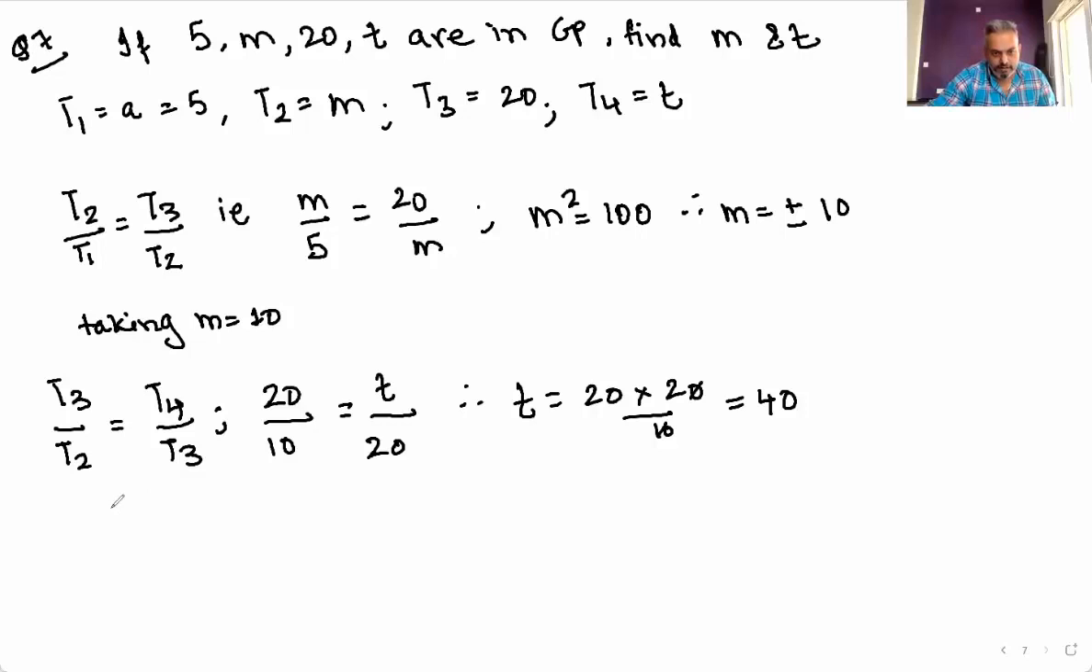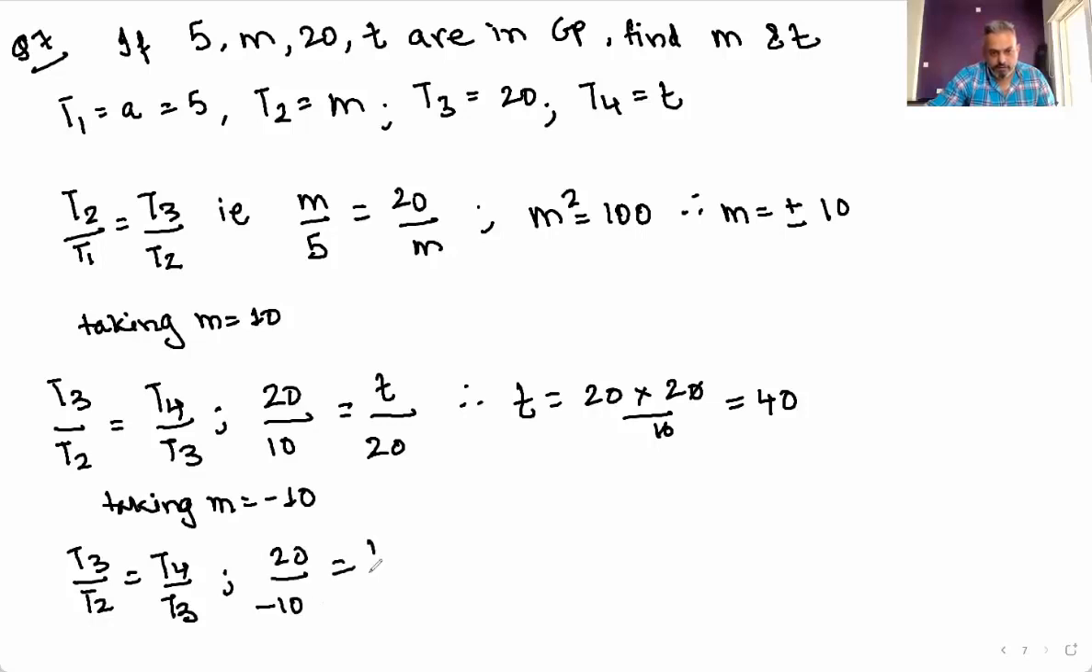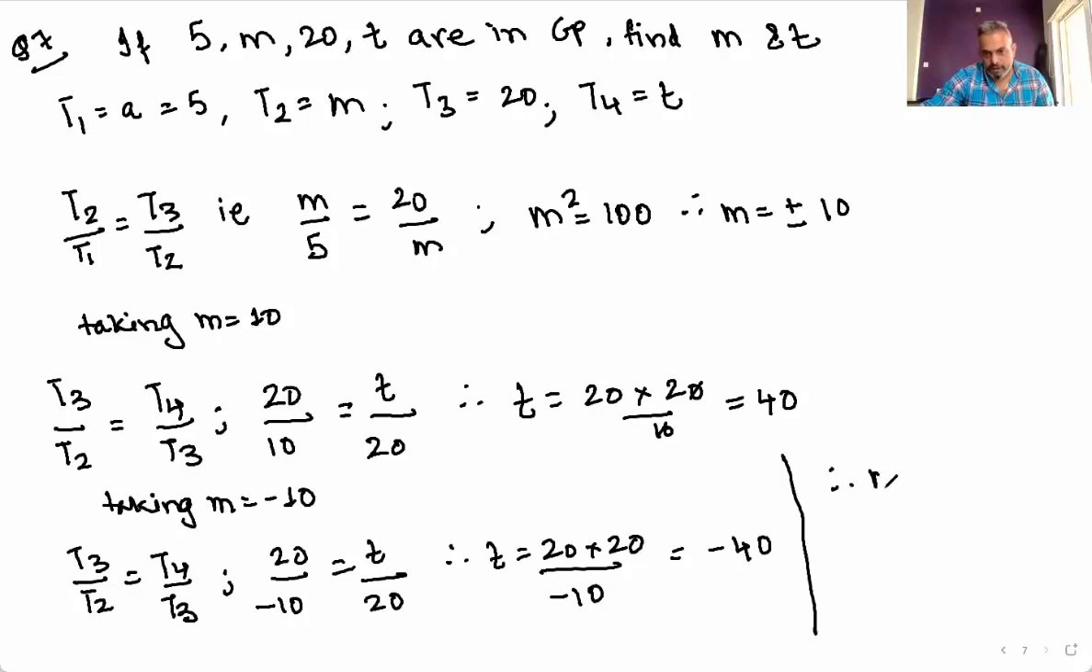Now taking m is equal to minus 10. So T3 upon T2 is equal to T4 upon T3. So 20 upon minus 10 is equal to T upon 20. Therefore, T is equal to 20 into 20 upon minus 10, which is minus 40. So the answer, therefore, m is equal to plus or minus 10, and therefore T is equal to plus or minus 40. Answer.